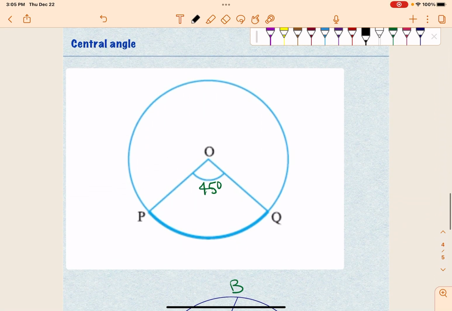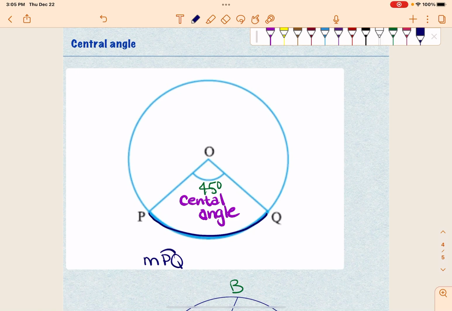Now, take a look at this one. I have another O that's in the center, and I have this angle right here that is a central angle, and I have 45 degrees there. We said that is going to be the central angle because it comes from that center point of O. So if I want to know the measure of the arc from P to Q, it's going to match that central angle of 45 degrees.